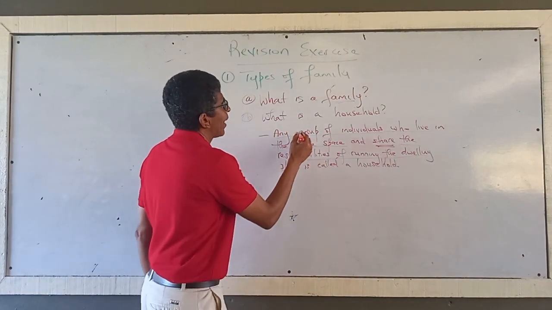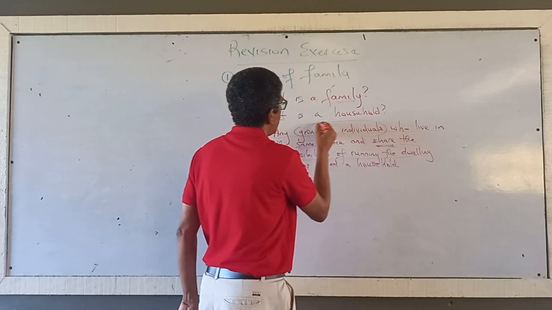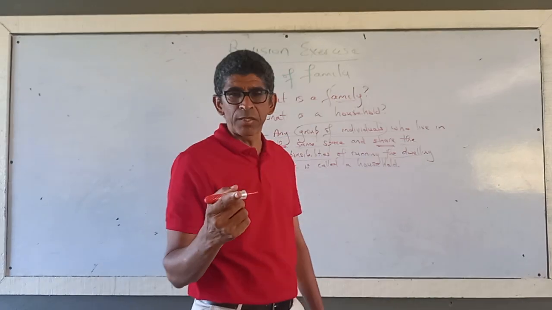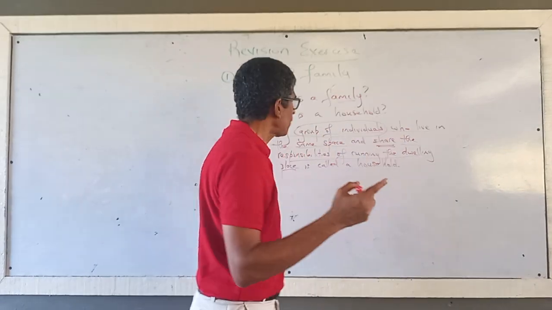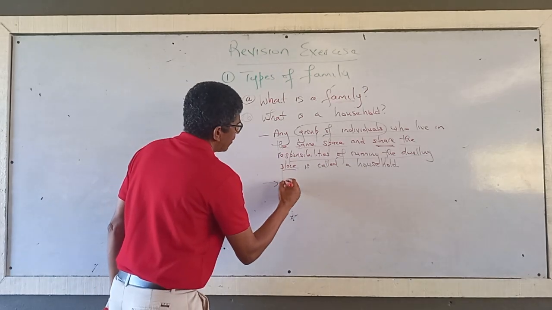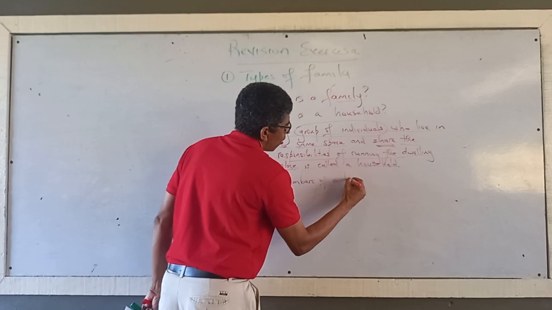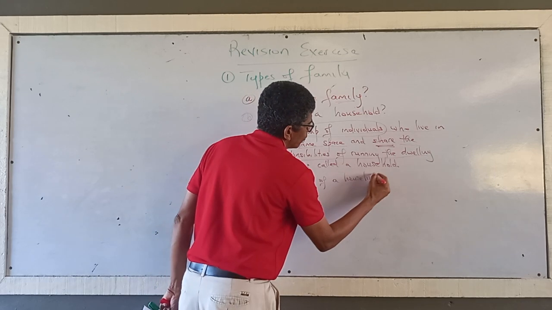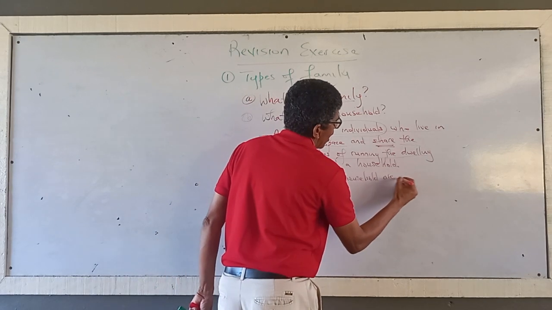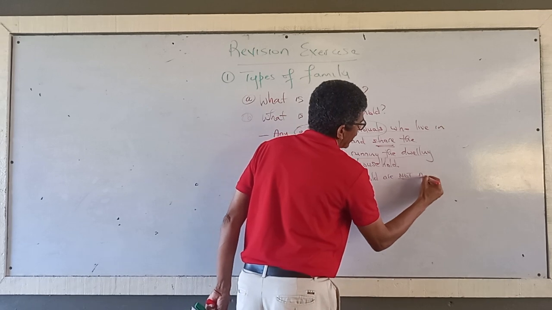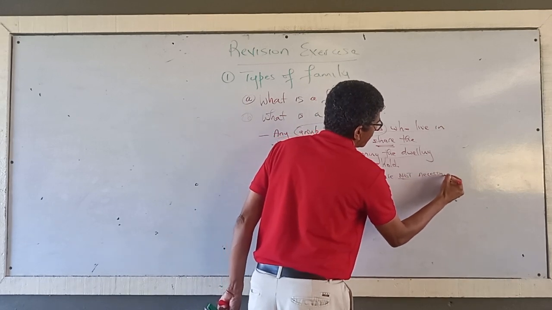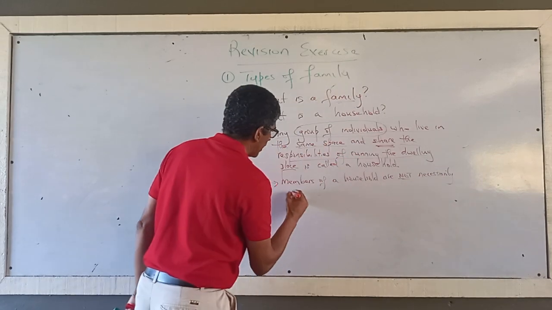Alright? So any group of persons here will indicate something very important. What is that? It will indicate that members of a household are not necessarily related.